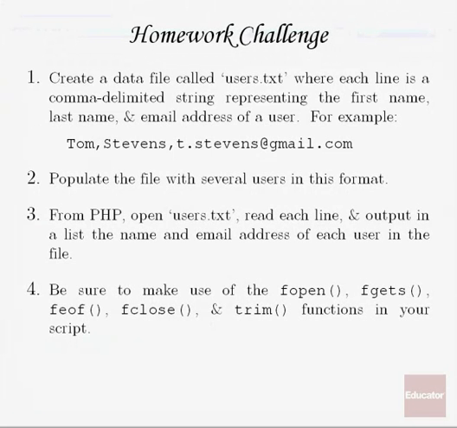So for the homework challenge for today's course, I want you to do something similar to what we did in today's lecture. I want you to create a data file called users.txt, where each line is a comma delimited string. In our example in this lecture, we used a colon delimited string. A comma delimited string that represents the first name, last name, and email address of a user. For example, one user in this data file might be represented like this: Tom, comma, Stevens, his first name and last name, comma, tstevens@gmail.com, his email address.